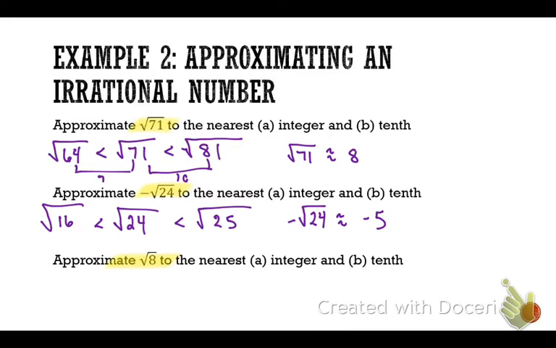Okay, what about the square root of 8? I want you to pick the closest perfect square above and below. Again, this is practice for rounding to the closest perfect square. I don't know the square root of 8, but I know it's pretty close to one of my perfect squares that I can take the square root of.